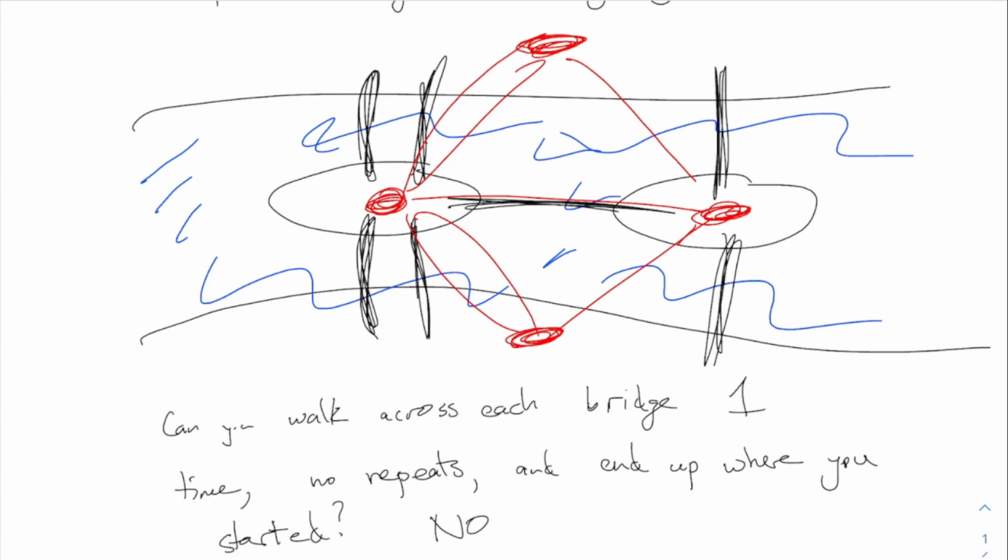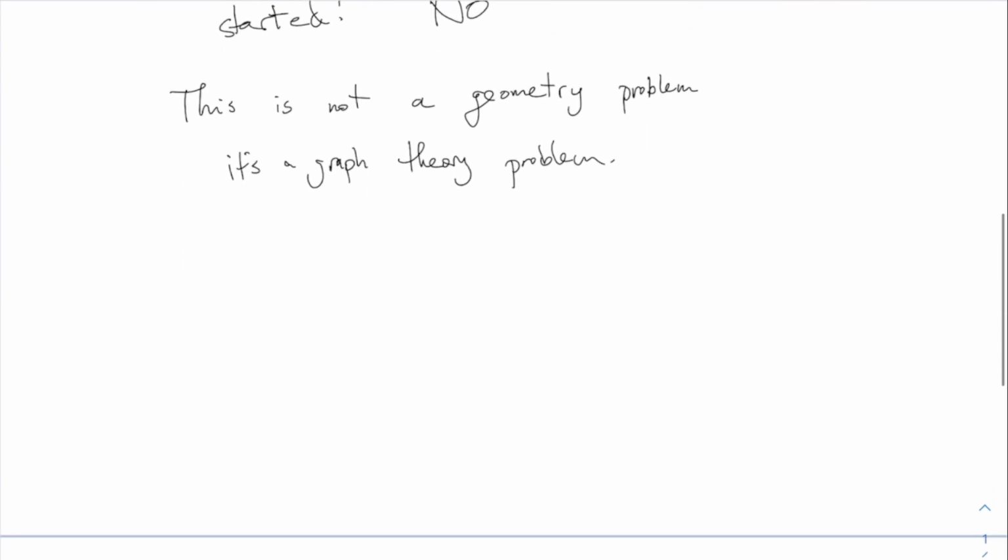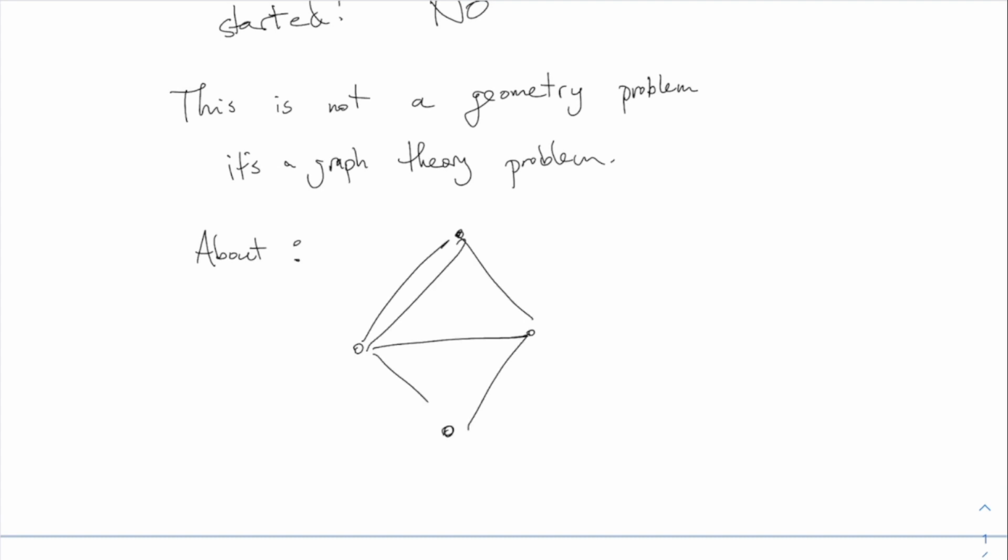So this whole thing here, it's a graph theory problem, and it's really about this graph specifically, a graph with 4 vertices that are connected in this particular way. All right? That's really what the bridges problem is about.